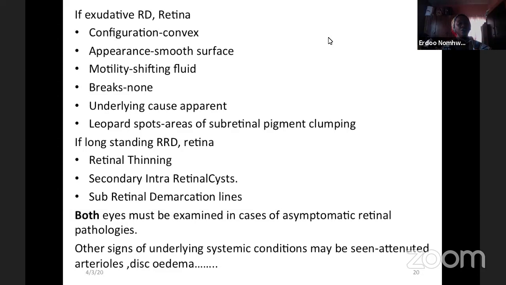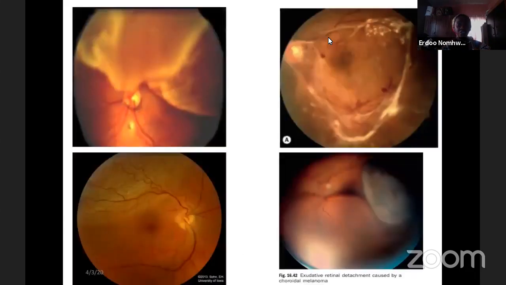Then the leopard spots actually are seen in exudative retinal detachment when the detachment has resolved. Then in long-standing cases of rhegmatogenous retinal detachment, what you see mainly is retinal thinning. You can see secondary intraretinal cysts and subretinal demarcation lines. So these are just the pictures to show what I've been talking about.